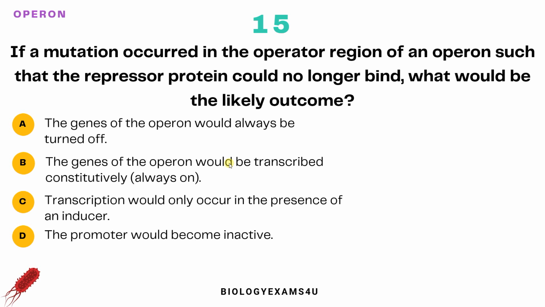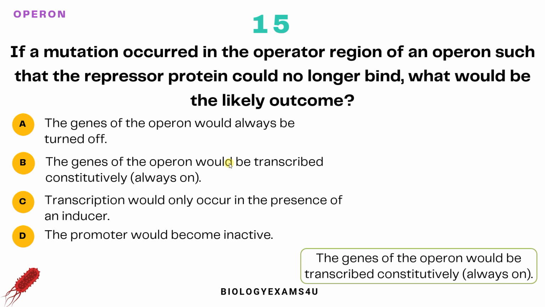Option A, the genes of the operon would always be turned off. Option B, the genes of the operon would be transcribed constitutively. Option C, transcription would only occur in the presence of an inducer. Option D, the promoter would become inactive. And the correct answer is the genes of the operon would be transcribed constitutively, or it remains always on.